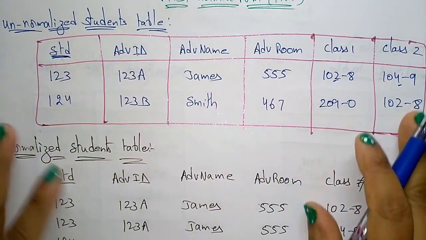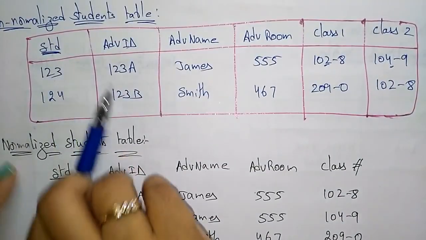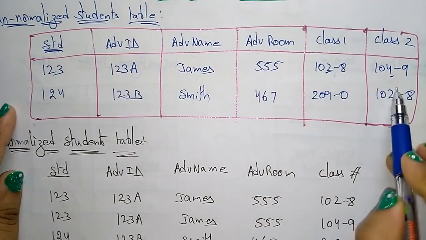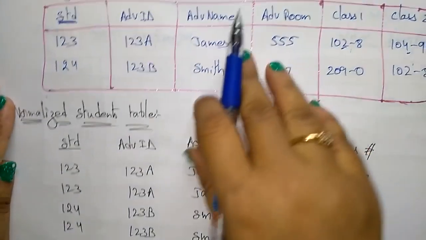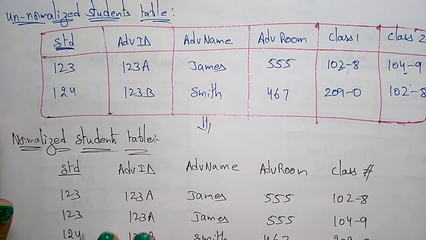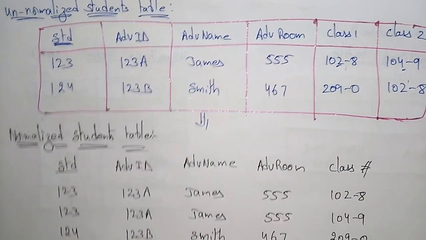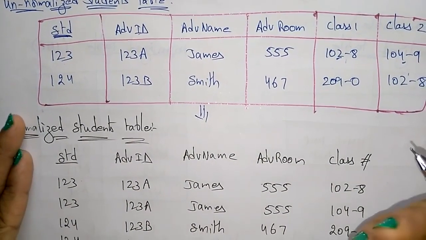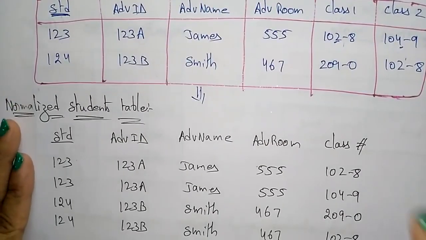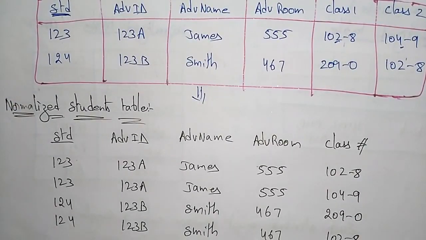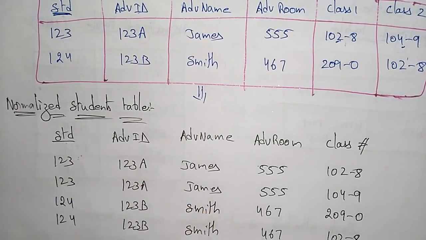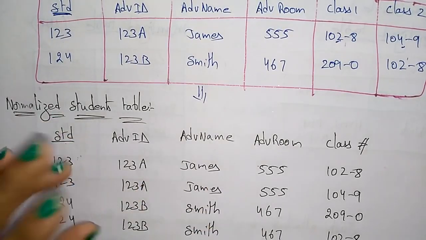By using 1NF. Here we have the student ID, name, room, class 1 information and class 2 information. Now I am going to decompose this table into a normalized student table. Normalizing means decomposing the table by reducing the redundant data using first normal form. The first normal form means you have to follow rules: first, it should hold a primary key. So I have taken the student as the key.